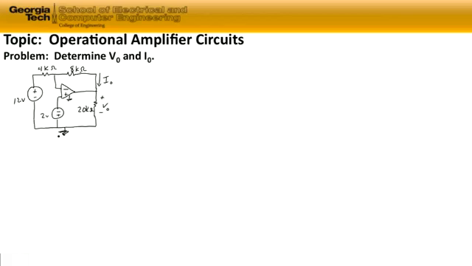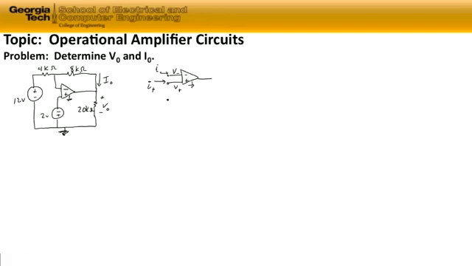So if we look at an ideal op-amp, first of all, the symbol for the ideal op-amp has two inputs. It has an inverting input and a non-inverting input. And each one of those inputs has a current associated with it. So we have a current for the non-inverting input and a current for the inverting input. We also have a voltage associated with each one of these inputs as well.